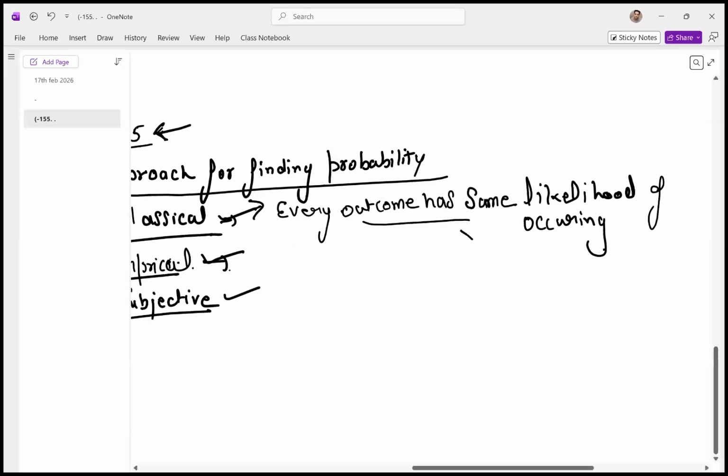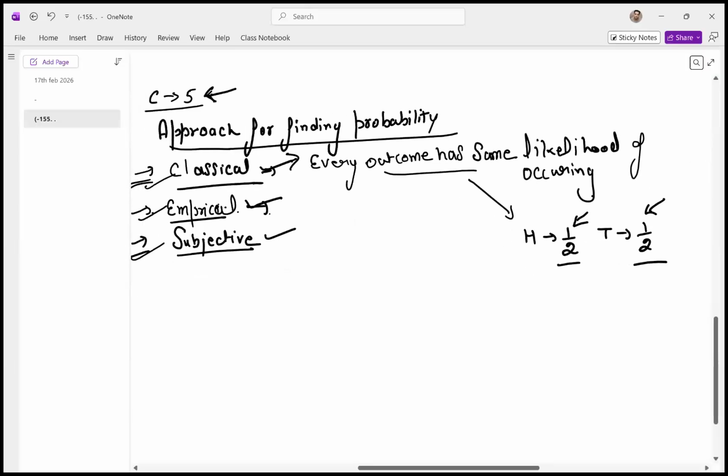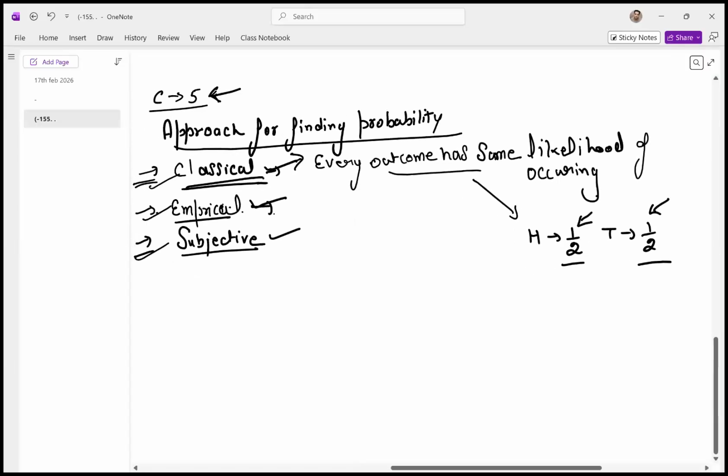An example of this one can be you toss a coin. So what is the probability of getting heads? Probability of getting the heads is 1 over 2. What is the probability of getting tails? That is also 1 over 2. So there can only be two outcomes, and both outcomes have equal opportunity of occurring. When that kind of a thing happens, at that time we will use the classical approach.